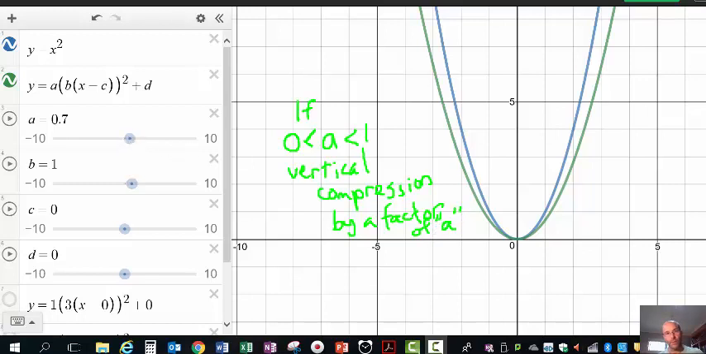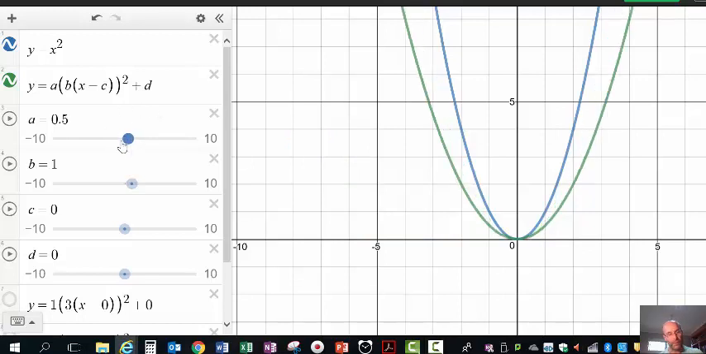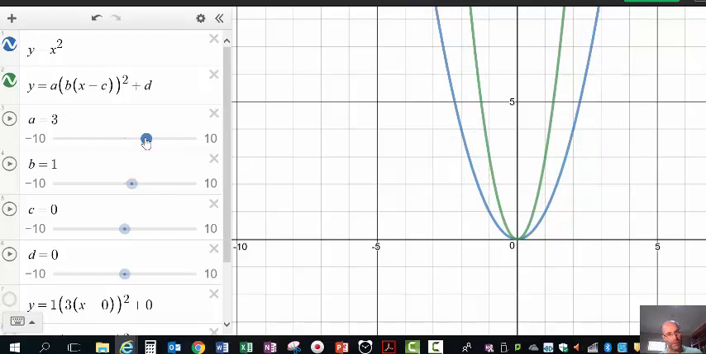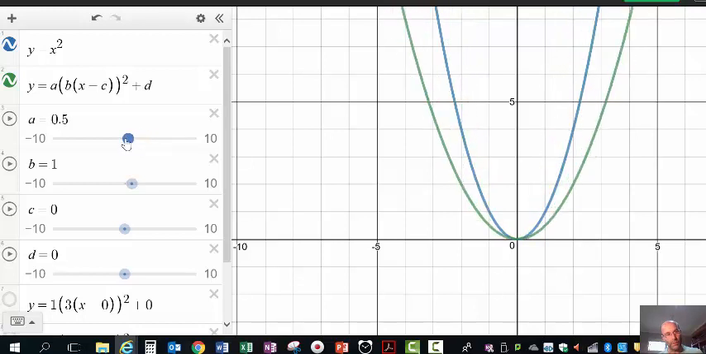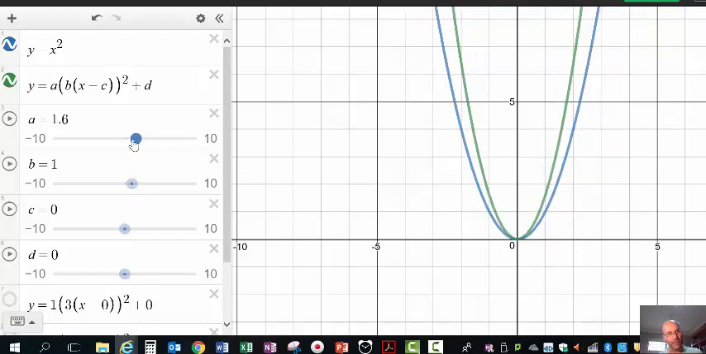So let's look at some examples. We've got 0.5, so it's got a vertical compression by a factor of 0.5. This one here, 3, it's got a vertical stretch or dilation by a factor of 3. Or that one would be a dilation by a factor of 0.5. It's a compression, that's a stretch. Okay, so I'm just going to return that now back to 1, so we have our neutral one.